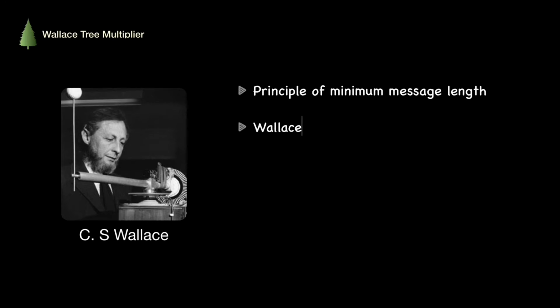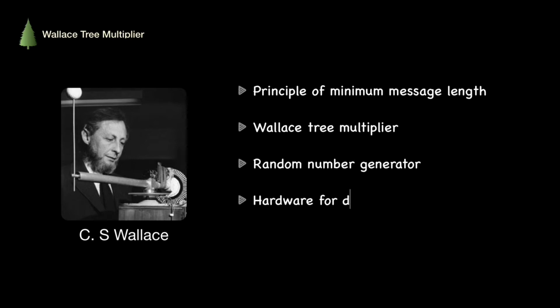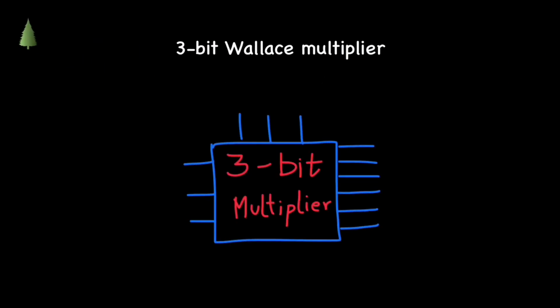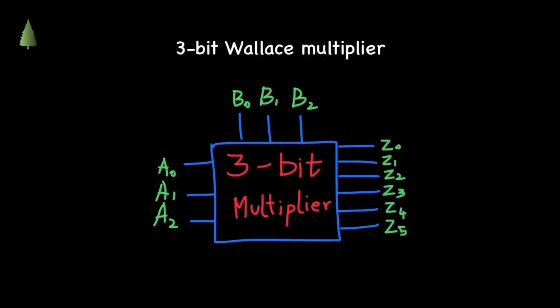Wallace tree was designed by an Australian computer scientist, S Wallace. He is best known for the principle of minimum message length, Wallace tree multiplier, random number generator, and hardware for detecting and counting cosmic rays. In this video, let's implement a 3-bit multiplier that uses the Wallace tree reduction technique to produce a 6-bit output. The reduction takes place in 3 stages.